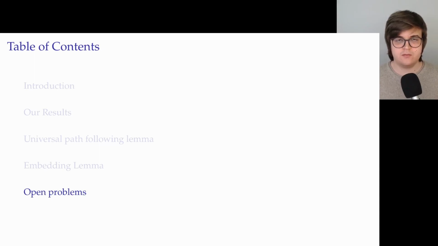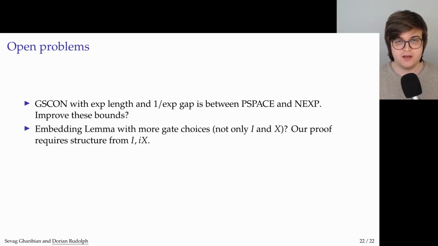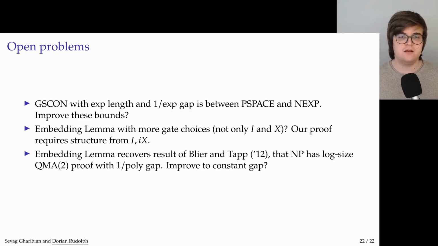We conclude the talk with open problems. GSCON with exponential length and 1 over exp gap lies somewhere between PSPACE and NEXP. Can we improve these bounds? Can the embedding lemma be extended to allow for more gate choices, so not only I and X? Currently our proof requires the structure resulting from using I and IX. The embedding lemma recovers the result of Blier and Tapp that NP has a log size QMA2 proof with 1 over poly gap. Can this be improved to a constant gap?